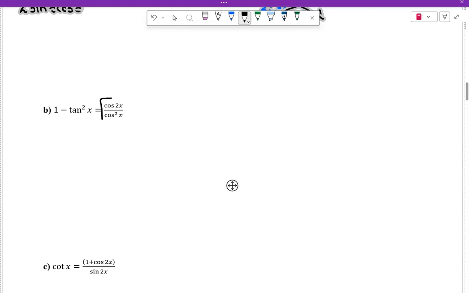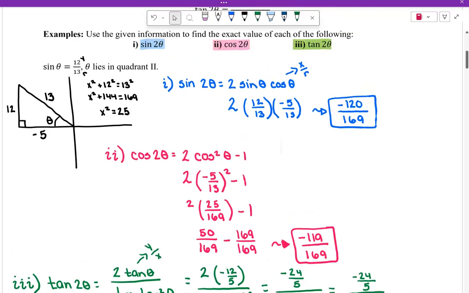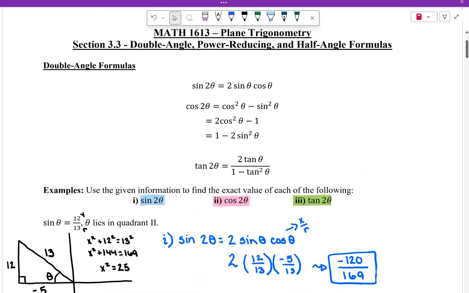Probably want to do this side. Let's see what we can do here. We've got a double angle, so we need to change this. We have a cosine squared on the bottom. So let's scroll back up here, because we have 3 of these to get. Remember, we have cosine 2x over cosine squared x. And remember, our goal is to get 1 minus tan.